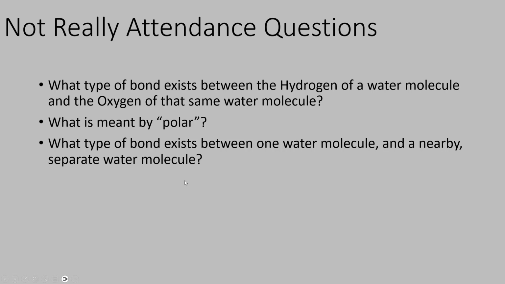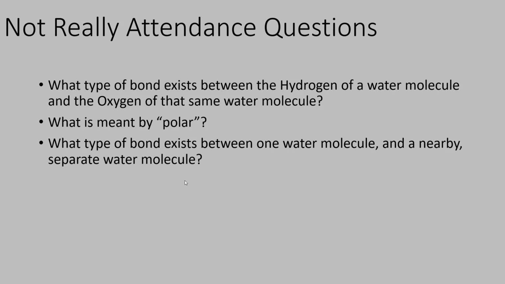Now, as always, let's start with our not really attendance questions. And we have, what type of bond exists between the hydrogen of a water molecule and the oxygen of that same water molecule? Next, what is meant by polar? And last, what type of bond exists between one water molecule and a nearby separate water molecule? So go ahead and pause the video, try to answer those questions.